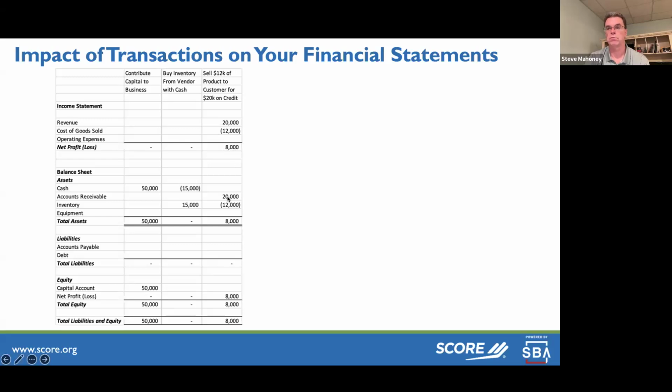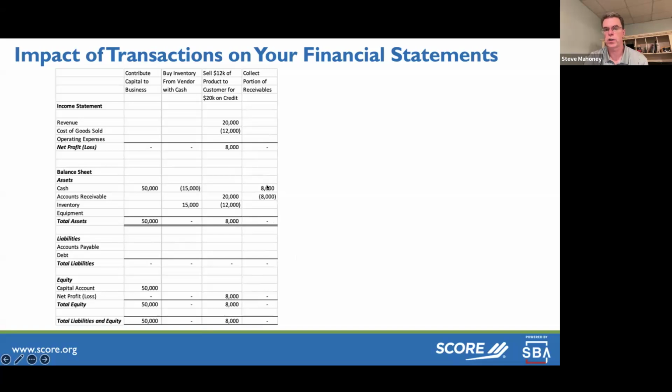Your balance sheet, you sold it on credit. You have a receivable now of $20,000. That's an asset to you. Your inventory went down $12,000 because you sold $12,000 of product. And your equity goes up $8,000. That's your net profit. You made $8,000 of profit. Your equity is now higher. So you can see how in each one of these transactions, the balance sheet always remains in balance because they have to offset each other.